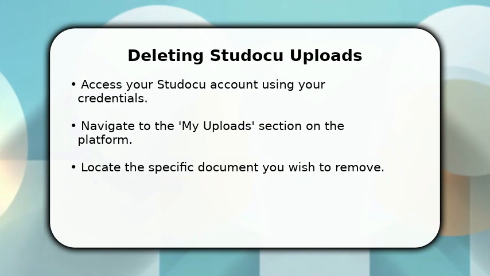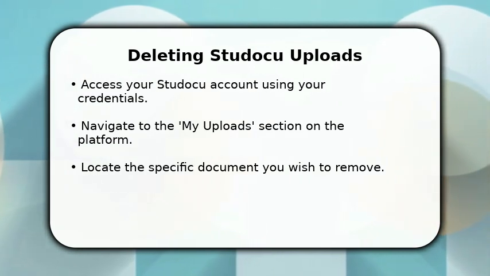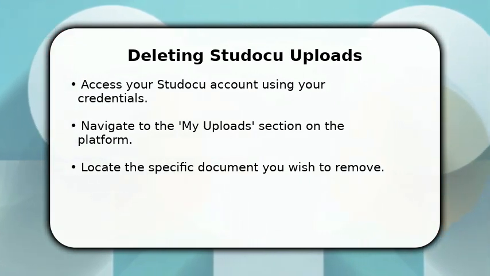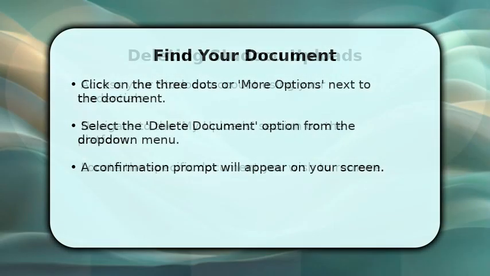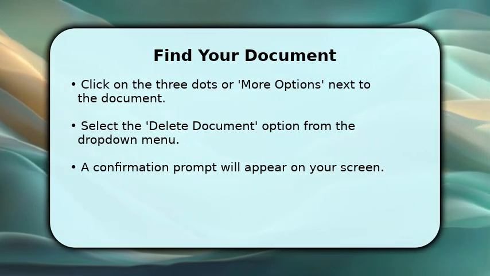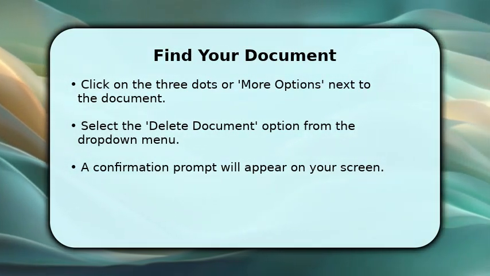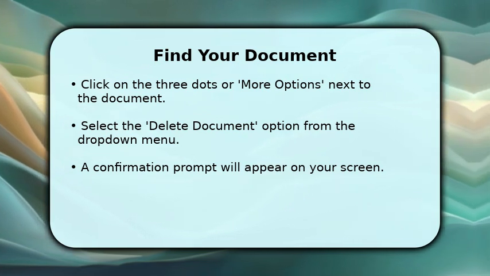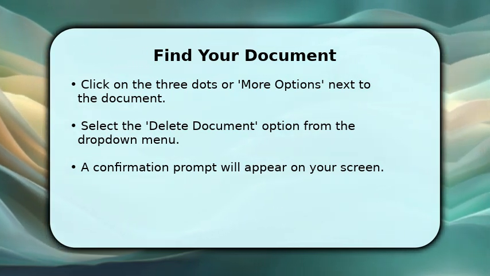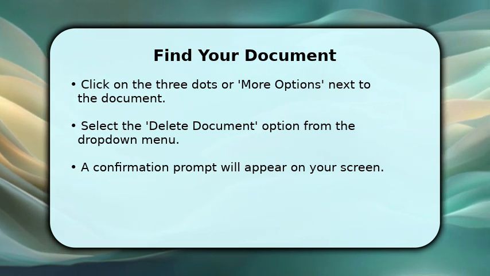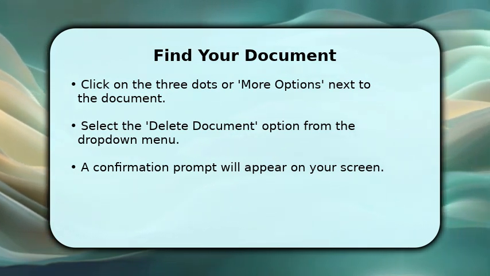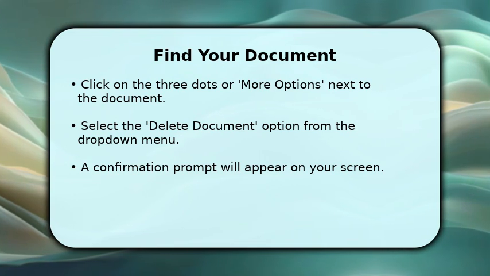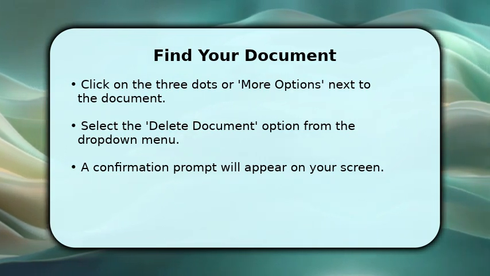Identifying the correct document is the first crucial step in managing your shared content effectively on the platform. After finding the document you want to remove, hover over it or click on the three dots, often labeled More Options, usually located near the document title or thumbnail. From the menu that appears, select Delete Document. This action will initiate the removal process.